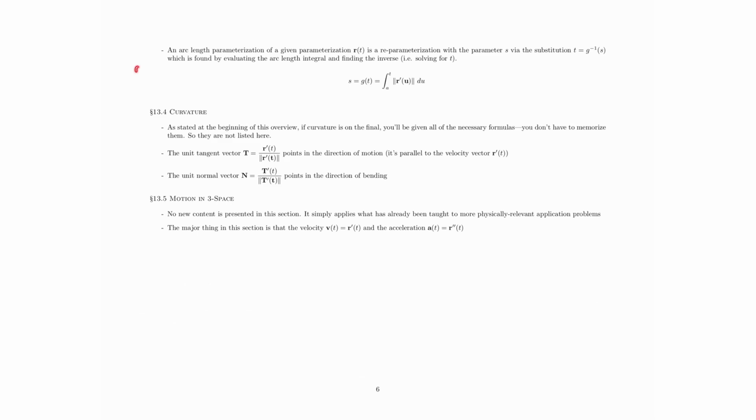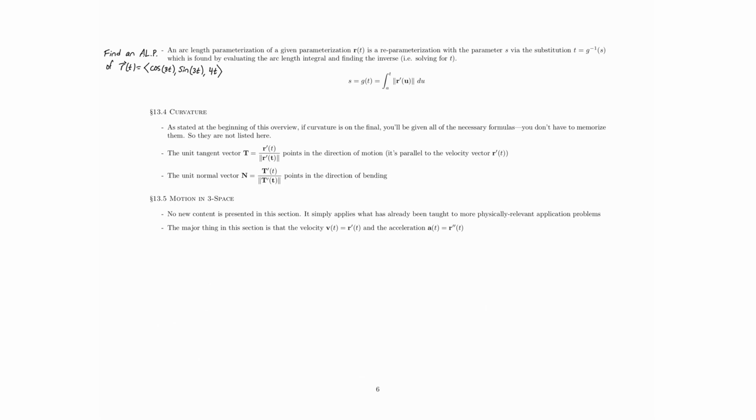So given, let's say, find an arc length parameterization of r of t equals, let's do cosine 3t, sine of 3t, and let's just make this 4t. Let's find an arc length parameterization of that.